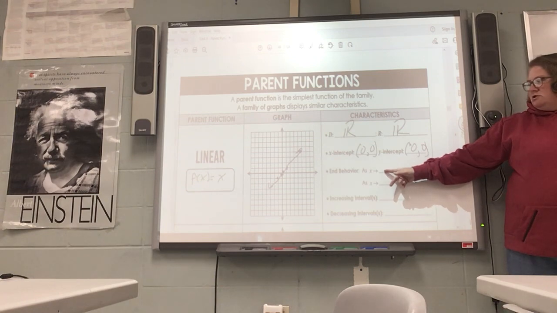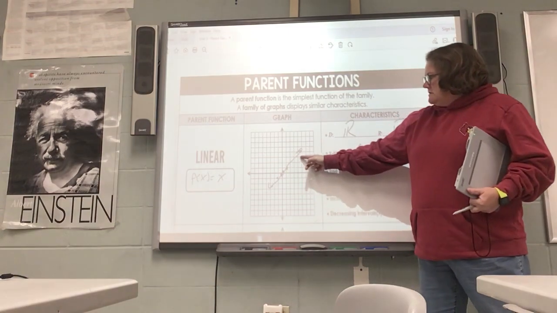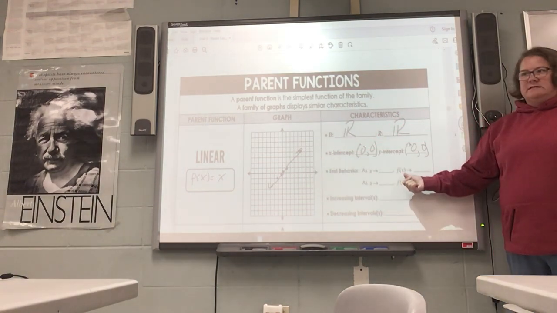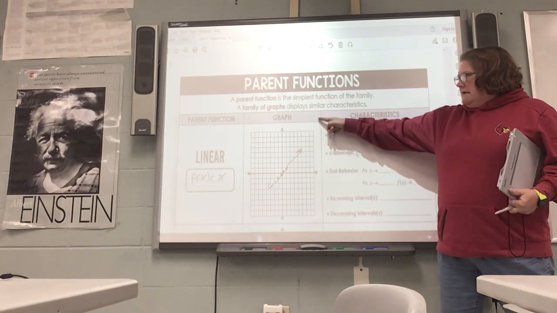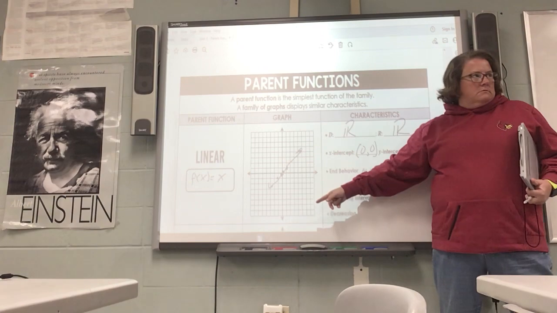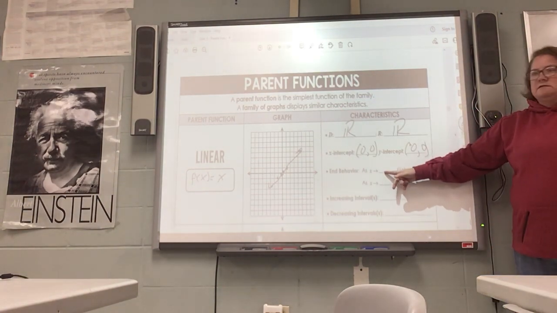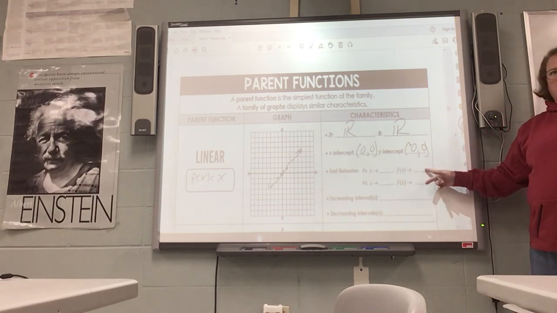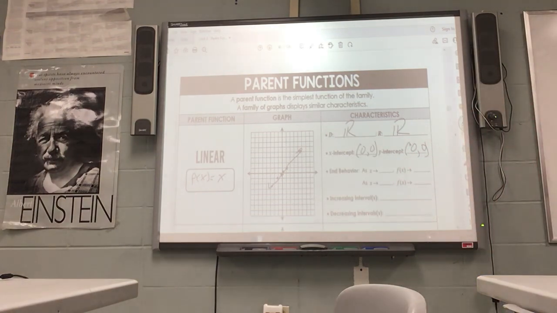So as x approaches infinity, that means positive forever to the right. The farther to the right this line keeps going, remember f of x is the same as y. Does it keep going up or does it go down? Keeps going up, and that's positive. So as x approaches positive infinity, y also approaches positive infinity because it's going right and up. Those are both positives, so we're going to put infinity symbols in those first couple of blanks.